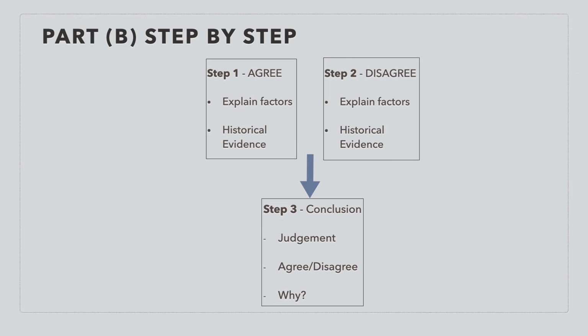To summarize Part B, there are the 3 steps. First is to agree by describing and explaining the factors which support the view, and then supported by historical evidence. Next is to disagree or challenge the view by describing and explaining the factors, supported by historical evidence as well. In conclusion, you should reach a judgment, either agree or disagree to the view, and why. And don't forget to answer the second question as well.